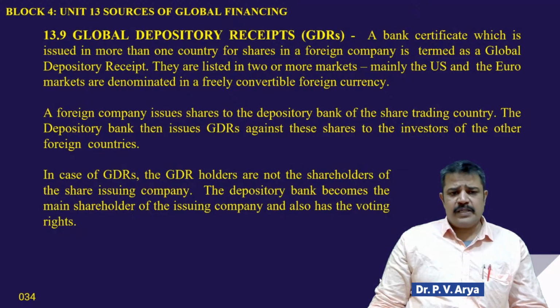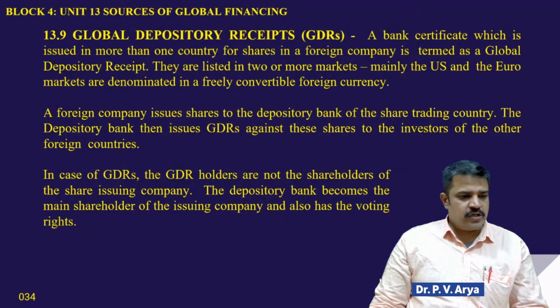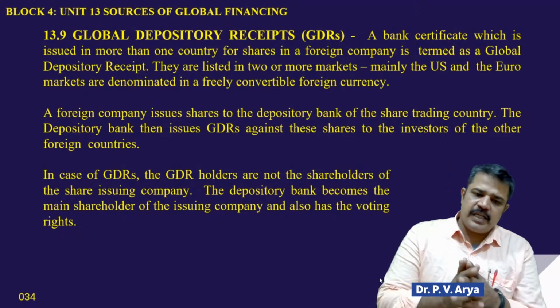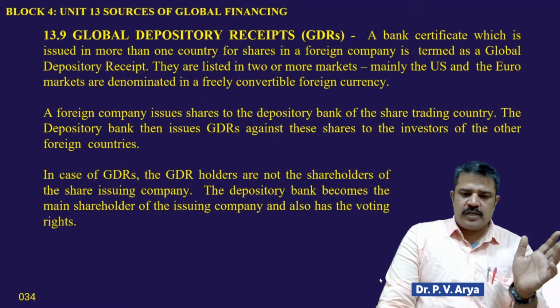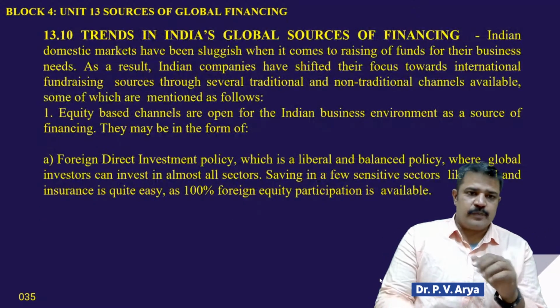Well, when a foreign company issues shares to a depository bank in the share trading country, the depository bank then issues GDRs against these shares to the investors of the other countries. In case of GDRs, the GDR holders are not the shareholders of the share issuing company. The depository bank becomes the main shareholder of the issuing company and also has the voting right.